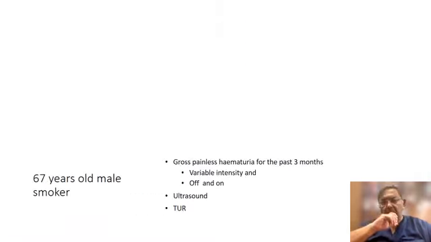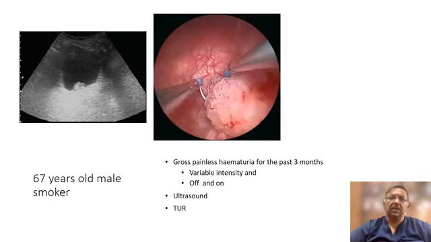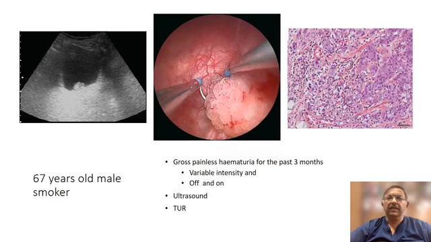So I present to you a case: a 67-year-old smoker with gross painless hematuria for the last 3 months, of variable intensity, off and on. Ultrasound examination showed a posterior wall bladder growth. He was advised TUR. A TUR was done, and as you can see, there is a small papillary growth. It's relatively broad-based, but a smallish growth, less than 3 centimeters, on the posterior wall of the bladder, which was resected, and the histopathology showed a high-grade disease.